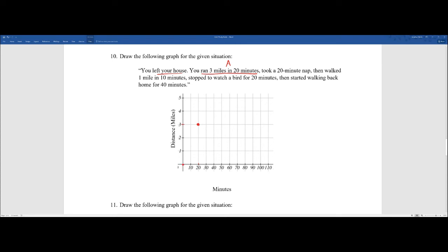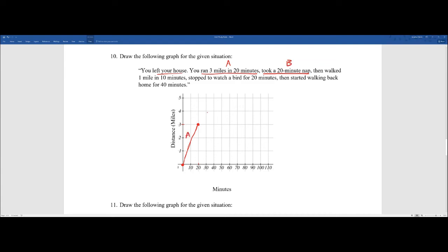Now, of course, we start here at home, right? And we're running. I'm sorry, we're actually going this way. We're going the other way. We're running, oh, 3 miles. Then something happens. We took a nap, a 20-minute nap. So that's part B. So again, here's part A.